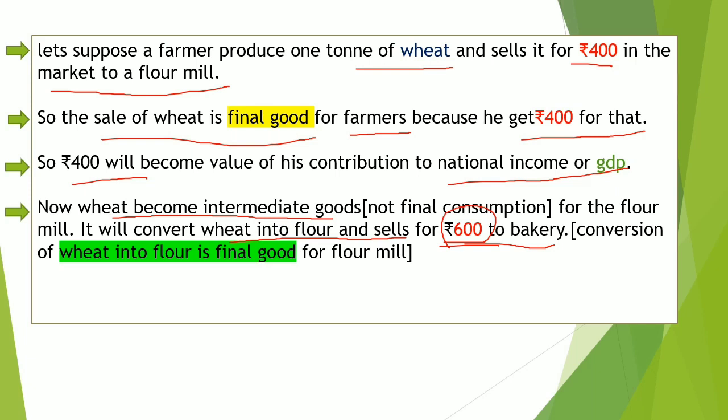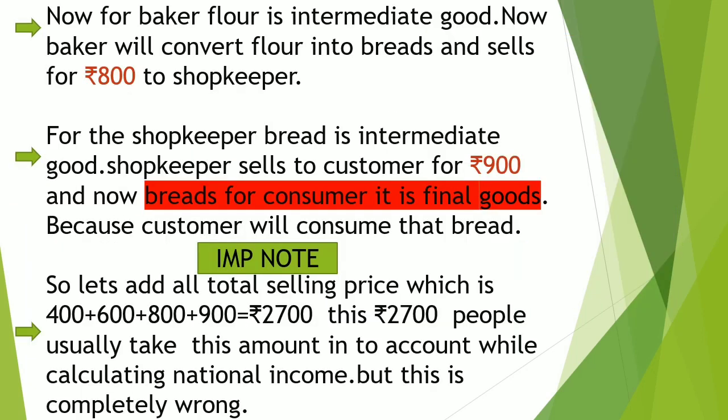Here one thing you have to notice is that this flour, which is the conversion of the wheat, becomes the final good for the flour mill. The wheat is not the final good, but the flour is the final good for the flour mill. Now for the baker, the flour will become the intermediate good, because he is also not doing the final consumption.